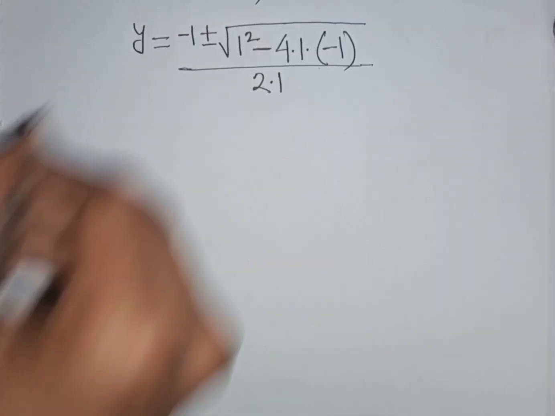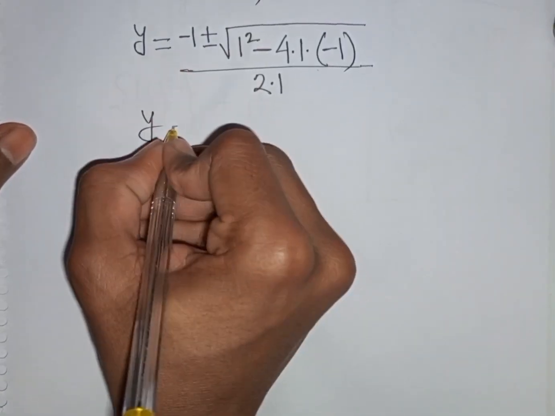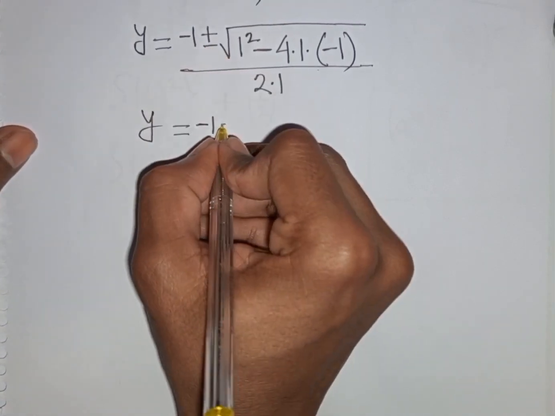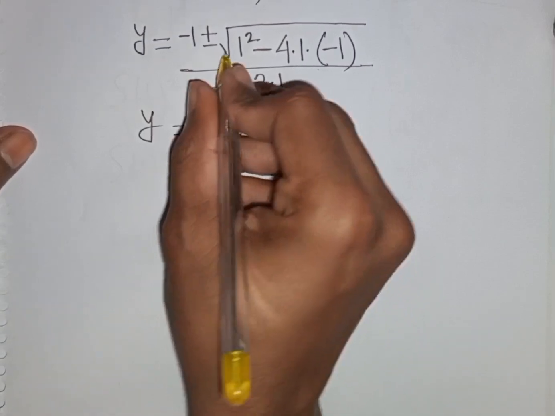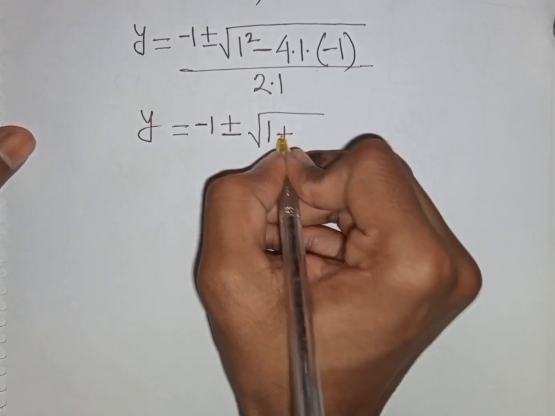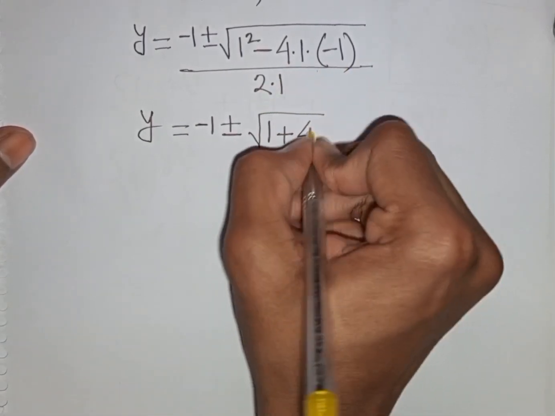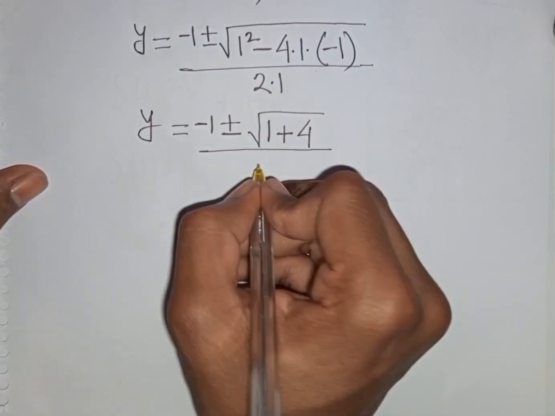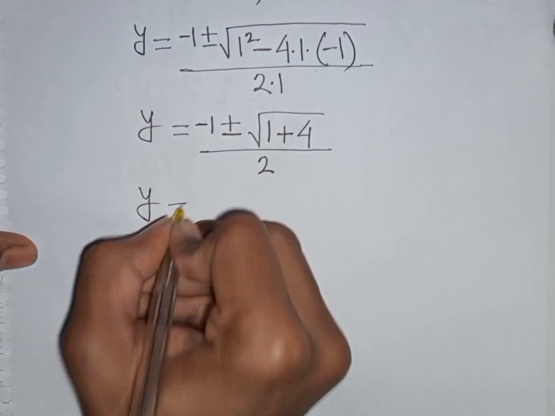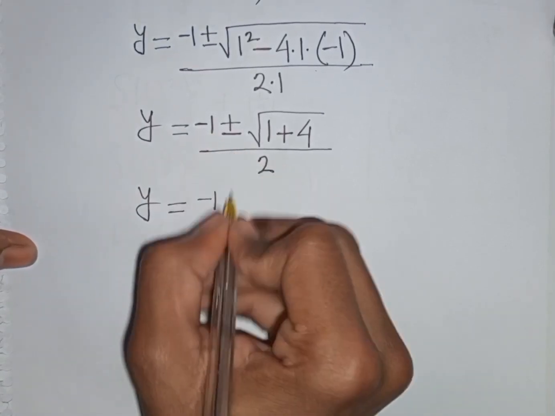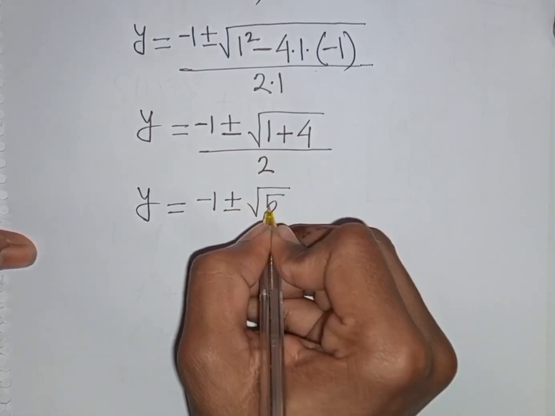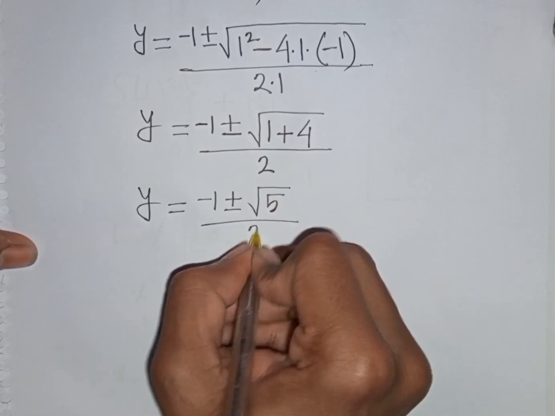Now we can write here y is equal to minus 1 plus or minus square root of 1 square is same as 1, then minus times minus, that means it will be plus, 4 times 1 times 1, that means it will be 4, then divided by 2 times 1, that means 2. Now we have y is equal to minus 1 plus or minus square root of 1 plus 4, that means it will be 5, then divided by 2.